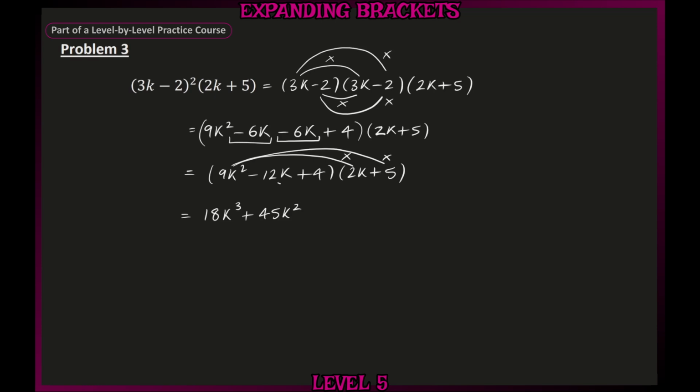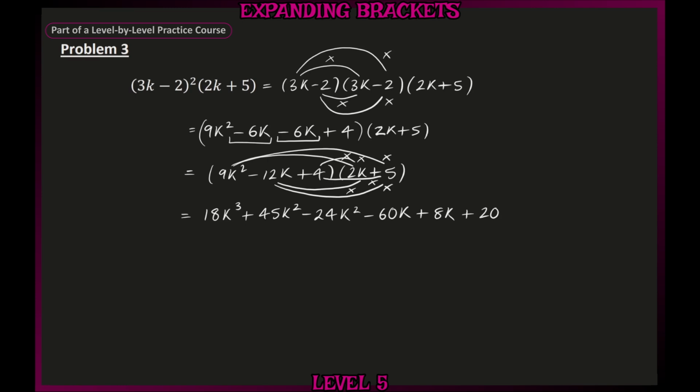Moving on to the minus 12k, we've got minus 12k times 2k, so minus 12 times 2 is minus 24, and k times k is k squared. We've got minus 12k multiplied by 5, this gives us minus 60k. And finally, moving on to the 4, we've got 4 times 2k, which is plus 8k, and 4 multiplied by 5, which gives us plus 20.